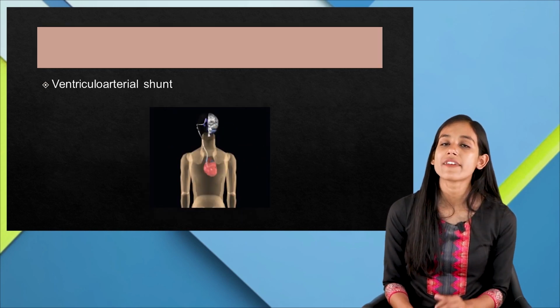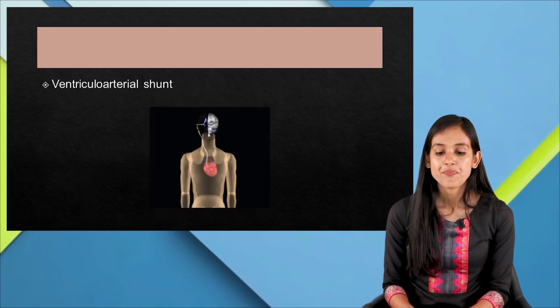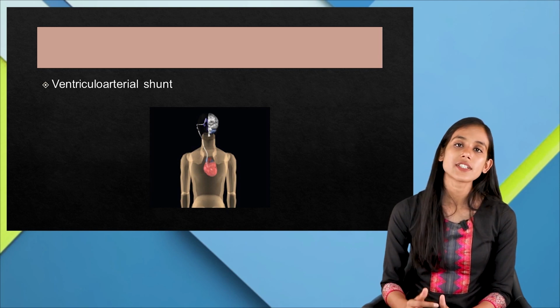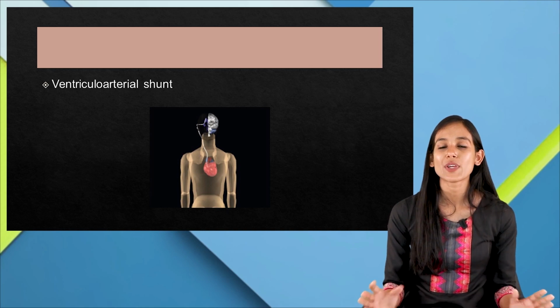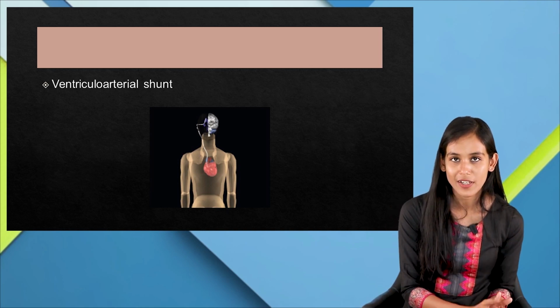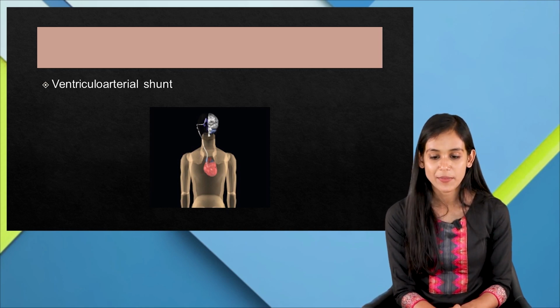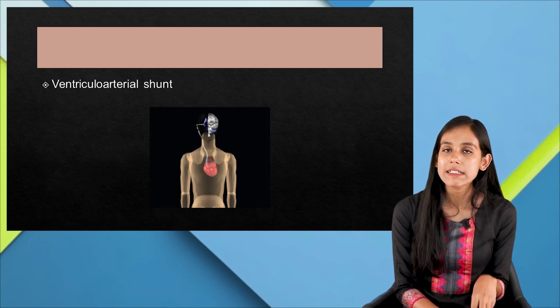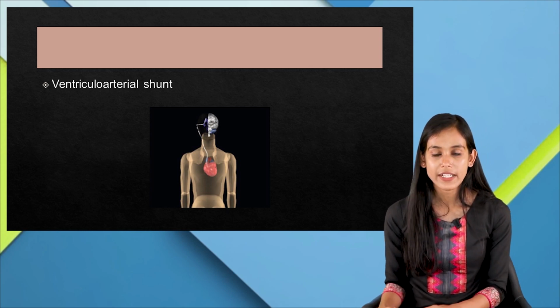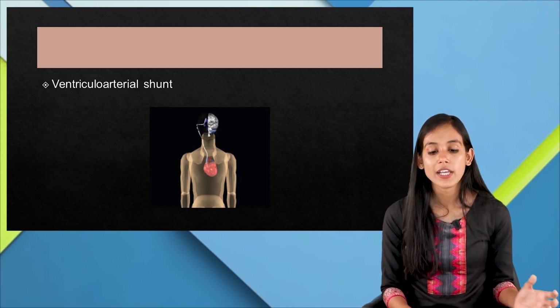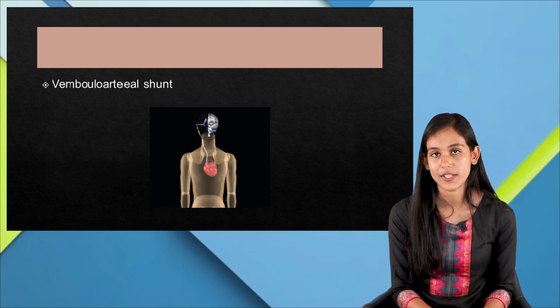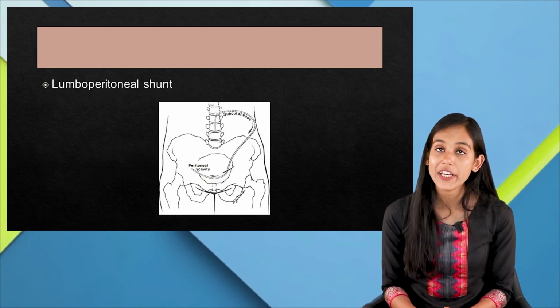And then we also have the ventriculoatrial shunt. A ventriculoatrial shunt is also called a vascular shunt. And again, from the name itself, you can understand that this is between a ventricle and the atrium, right? So here, this shunts the cerebral ventricles through the jugular vein and the superior vena cava into the right cardiac atrium. And then there is also the lumboperitoneal shunt.